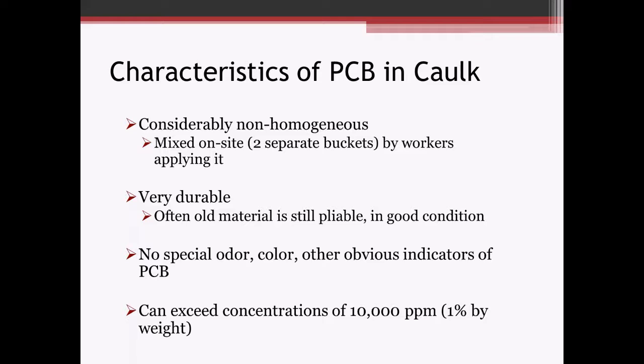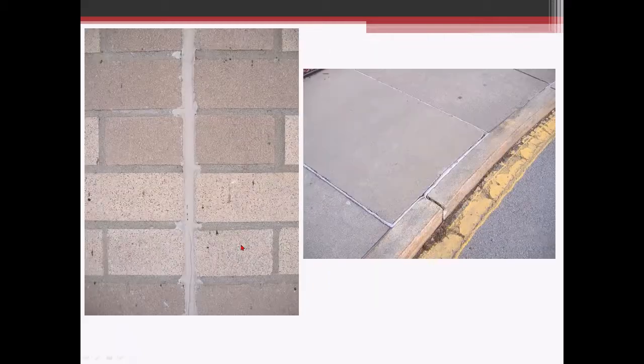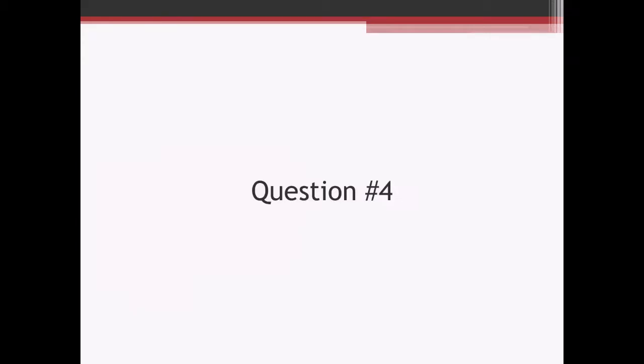It can exceed concentrations of 10,000 parts per million or 1% by weight. So you can have a lot of PCB in a sample. We've definitely had some high ones in the hundreds of thousands range. So you definitely can have some high concentration PCBs to deal with. There are just a few pictures of where you might see your caulk materials: sidewalks, expansion joints, windows, doors, pretty much anywhere where you have caulk materials, if it's an older material.